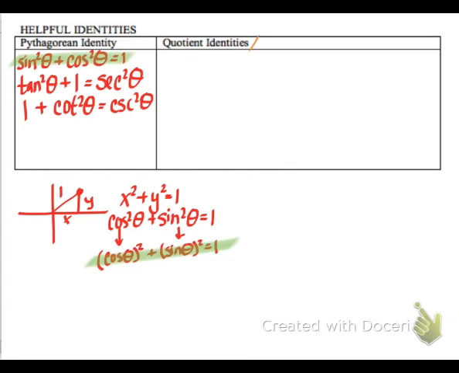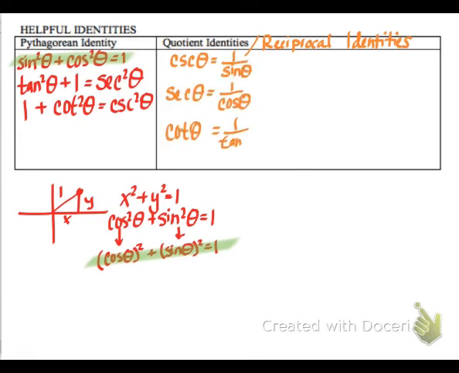The next identities are quotient and reciprocal identities, so add that to your title there. The reciprocal identities we'll start with first. We've already talked about them, but we're just going to make sure they're in a space on our paper. That cosecant is 1 over sine, secant is 1 over cosine, and cotangent is 1 over tangent.